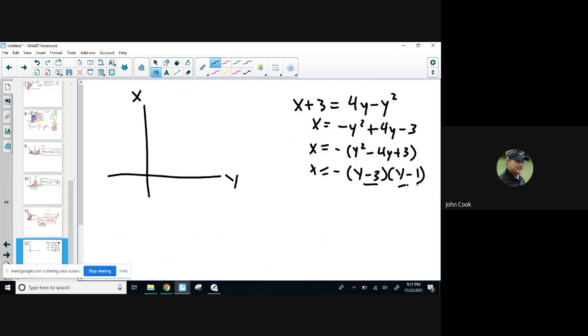So that means that 3 and 1 are where this is going to cross through the axis. So like here and here. Oh, let me use a color for that. So let's use red for this graph. There we go. And that's a downwards facing parabola, so it's going to go like this.